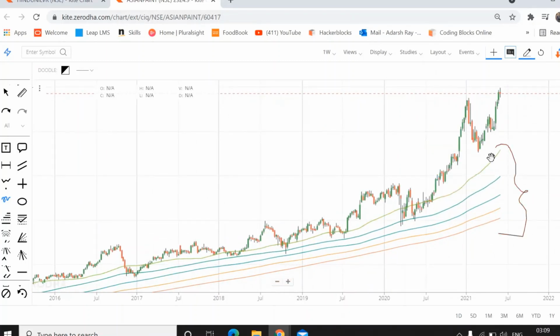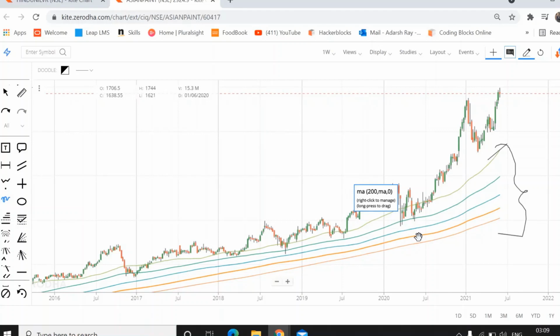Here this is your 50 days moving average. Now this one is your 100 days moving average. As I hover over them, you'll see the name as well. This is a 150 days moving average, this is a 200 days moving average, and the one below is the 250 days moving average. So this trend is also being obeyed, which I was trying to tell you.